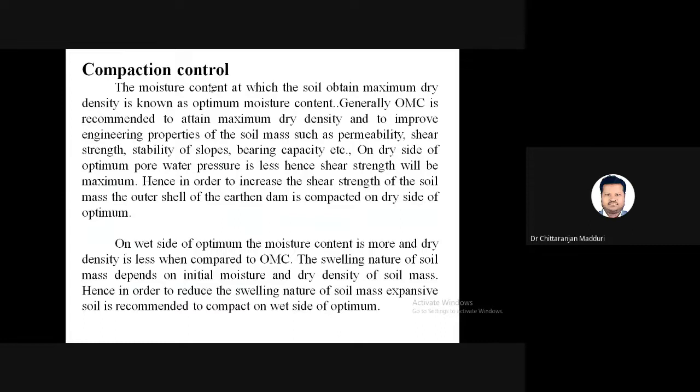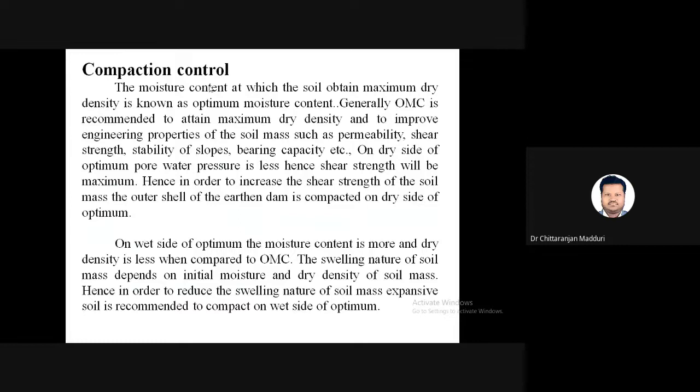So, on the dry side of optimum, pore water pressure is less, hence the shear strength will be maximum. So we need to maintain the stability of the soil mass in the case of embankments or earthen dams. Hence, in order to increase the shear strength of the soil mass or the stability of the slopes, the outer shell of the earthen dam is compacted on the dry side of optimum.